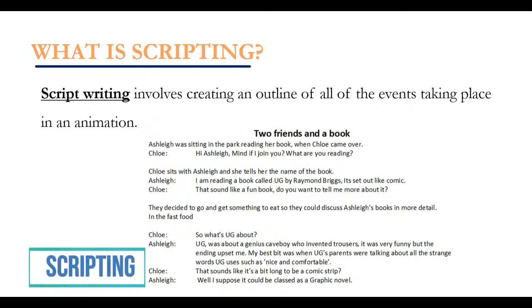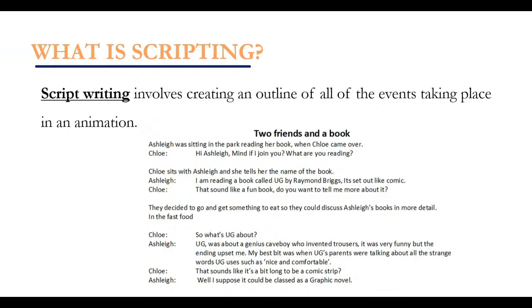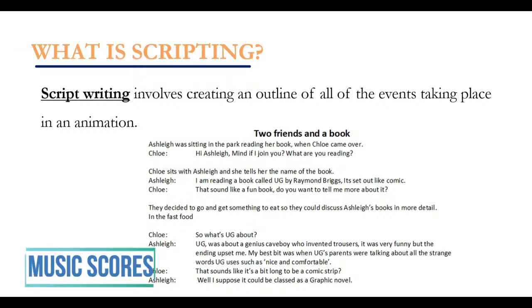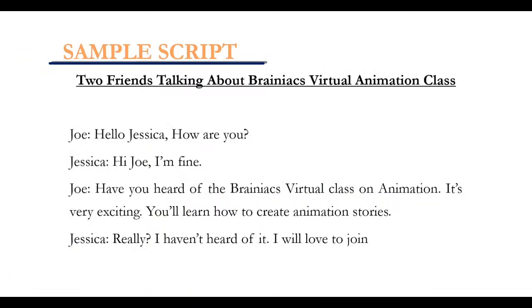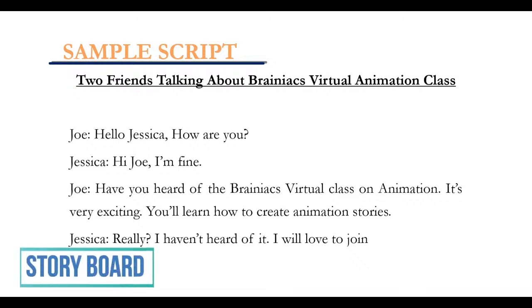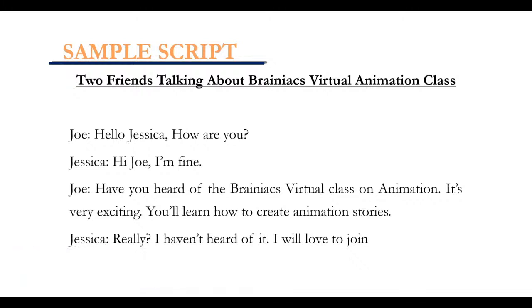Scripting involves creating an outline for all of the events taking place in an animation. Writing a script also means detailing all of the audio, such as dialogues, sound effects, and music scores. Here is our script. We will be using this script to create a storyboard. It is about a boy and a girl who are discussing the Brainiacs virtual classes on animation.